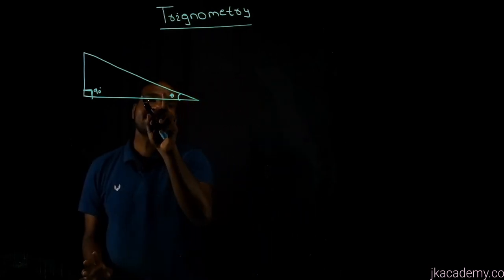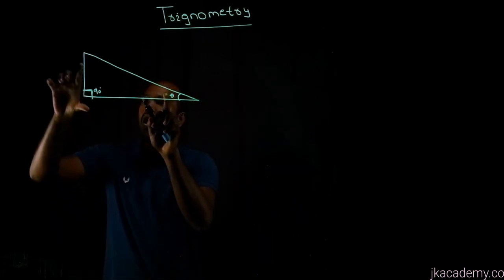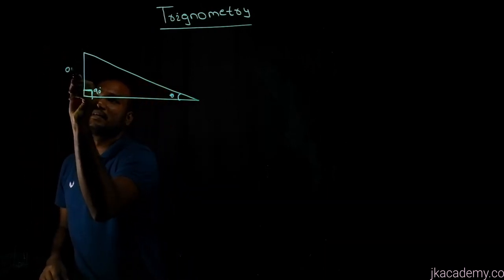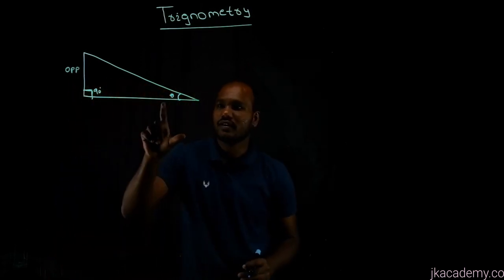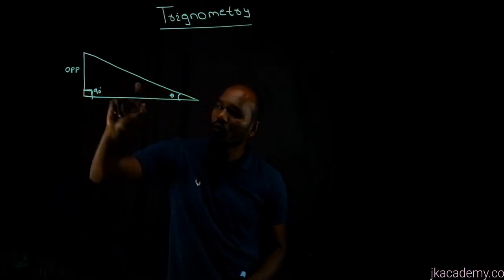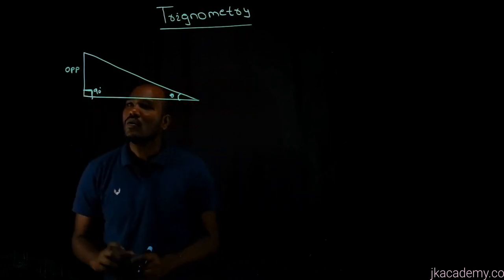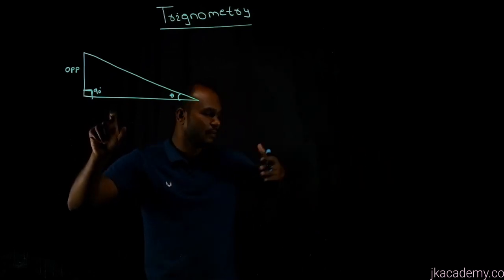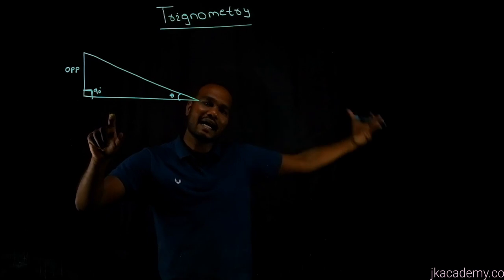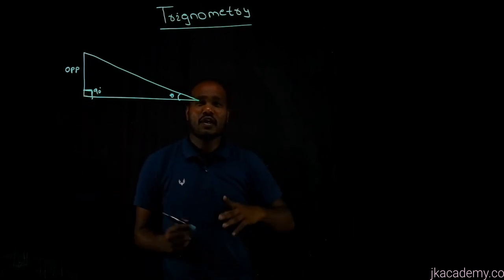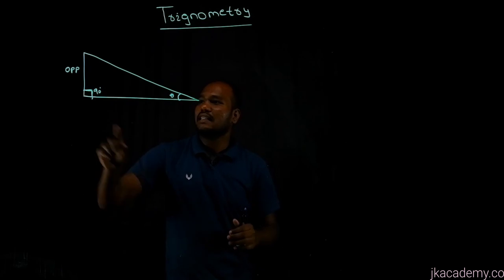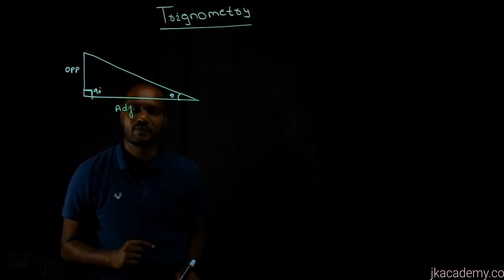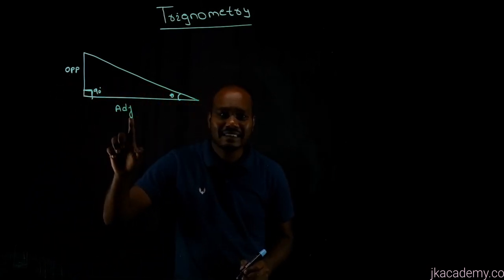Listen. See, this theta has an opposite side. I'll call this OPP. That is the opposite side. For this theta, this is the opposite side, isn't it? Now, this is the adjacent. Adjacent means who is next to me. If someone is standing next to me, that person is adjacent to me. Adjacent means beside. Your neighbors are adjacent to your house. I'll write ADJ.